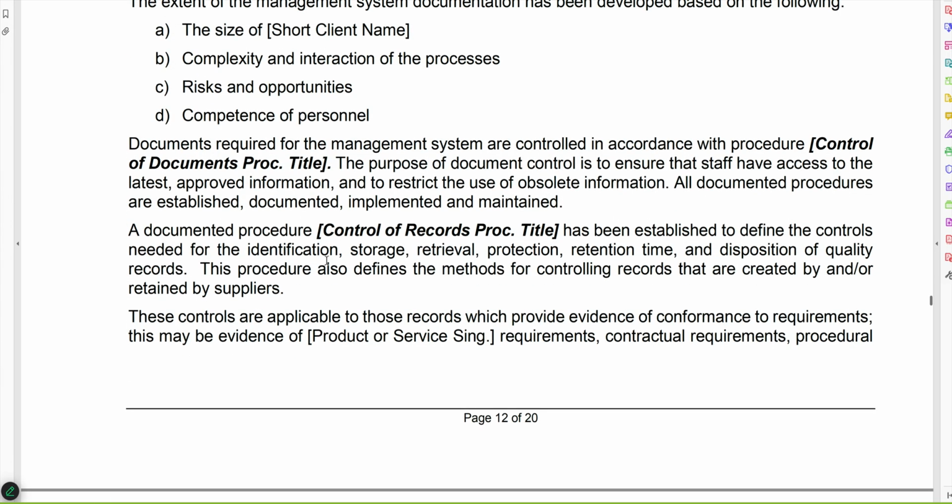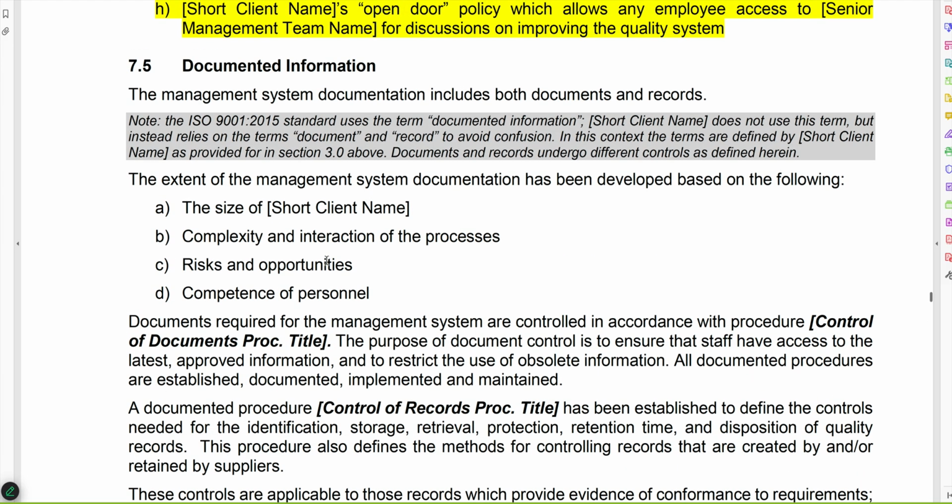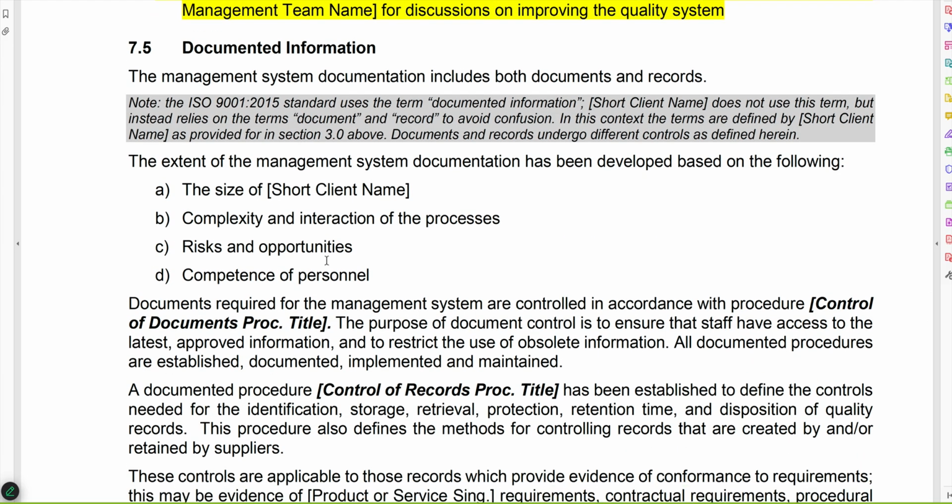Now in section 7.5, we are talking about documented information. The management system documentation includes both documents and records, and we keep both; we archive both. The extent of the management system documentation is developed based on the size of the company, the complexity and interaction of the processes, risks and opportunities, and the competence of the personnel. So this, in a nutshell, is what has to be added into this section in the quality manual.